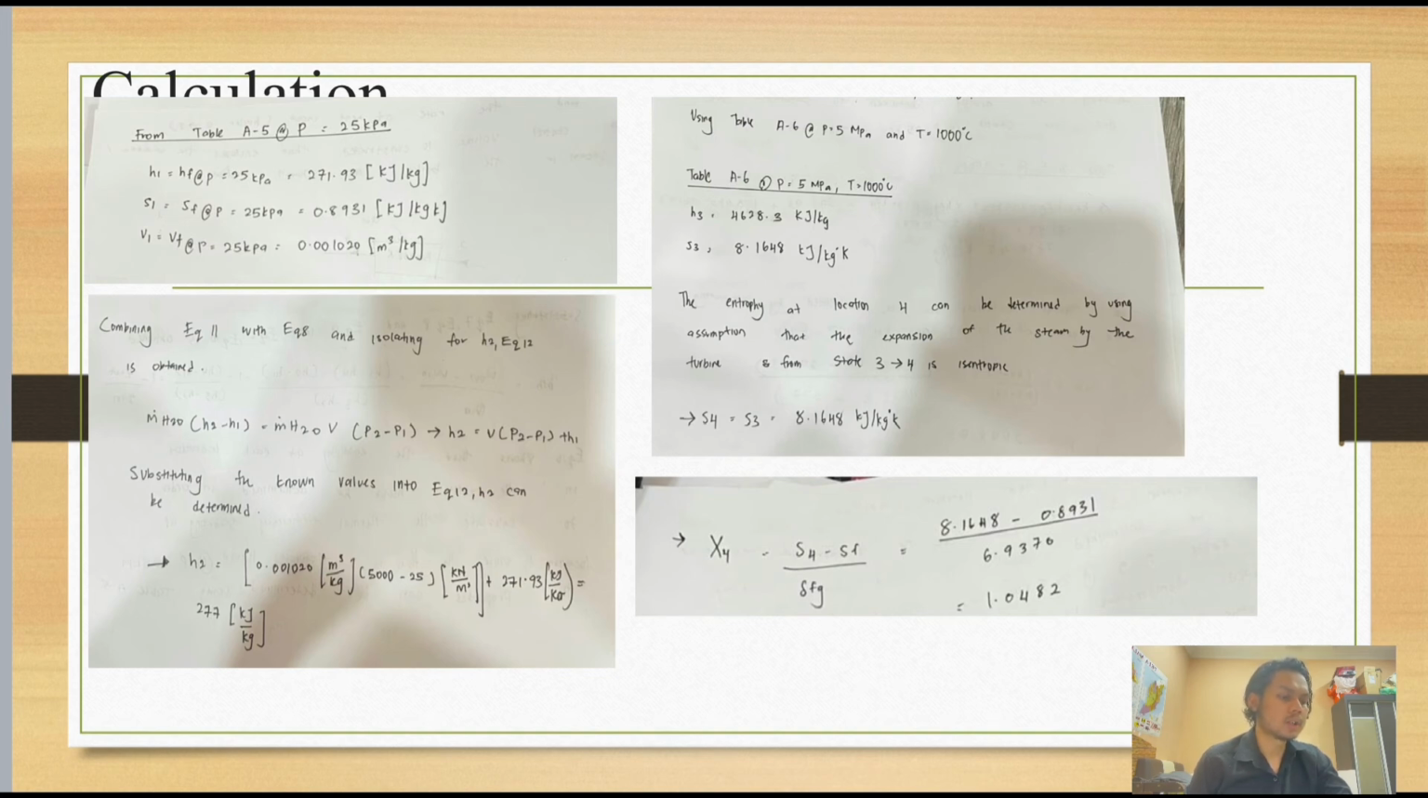So H3 is 4328.3 kilojoule, and S3 I get 1.1648 kilojoule. The important part is that S4 equals S3. S4 is the same as S3, so we just use the same value. So the next is we must find X4. The formula for X4 is S4 minus SF divided by SFG. Easily we get 1.0482.